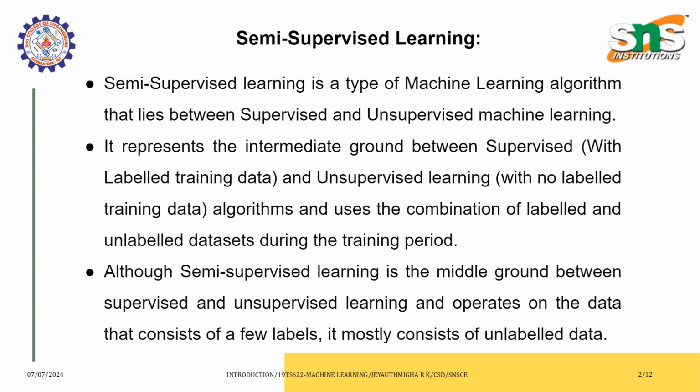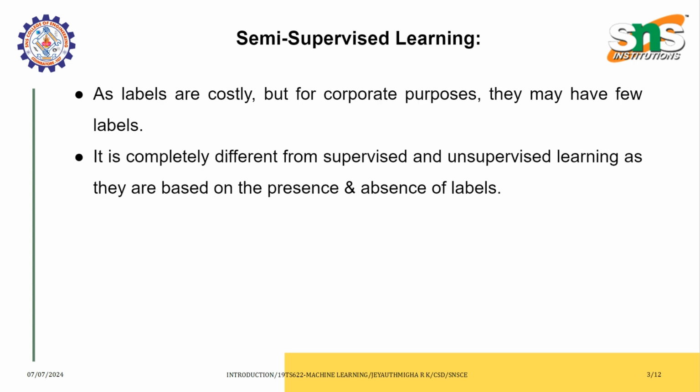Although semi-supervised learning is the middle ground between supervised and unsupervised learning, it operates on data that consists of few labels. It mostly consists of unlabeled data, as labels are costly, but for corporate purposes, they may have few labels. It is completely different from supervised and unsupervised learning, as they are based on the presence and absence of labels.